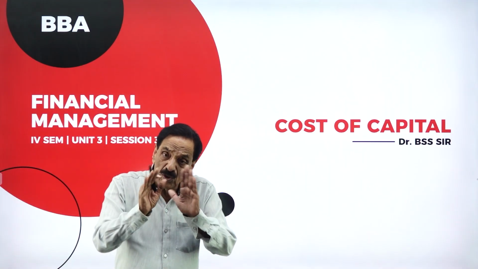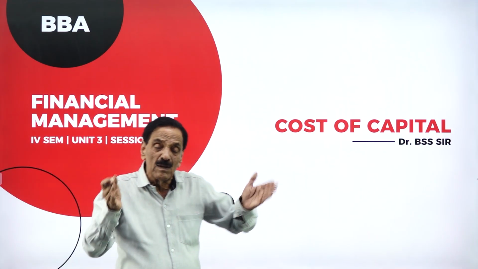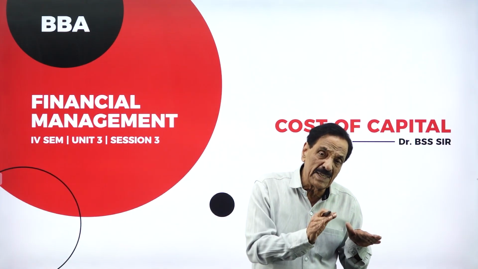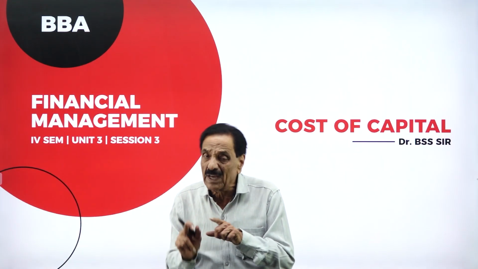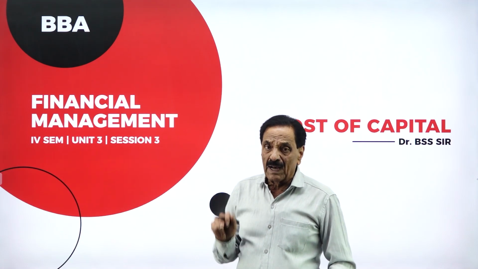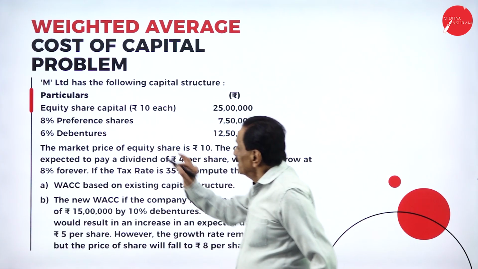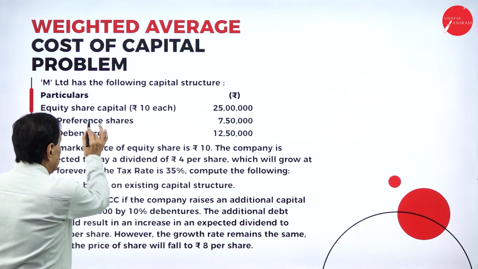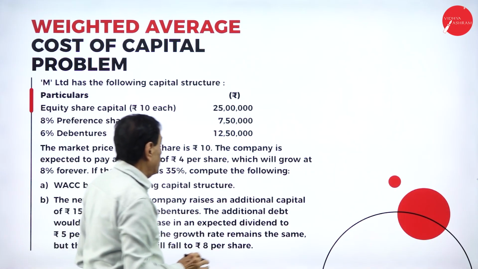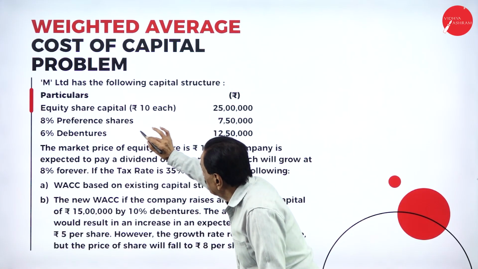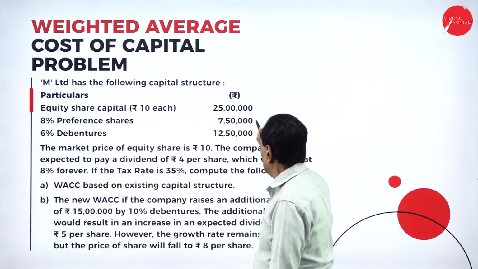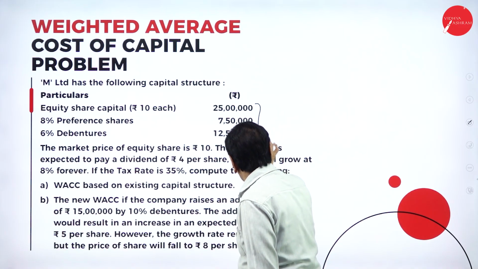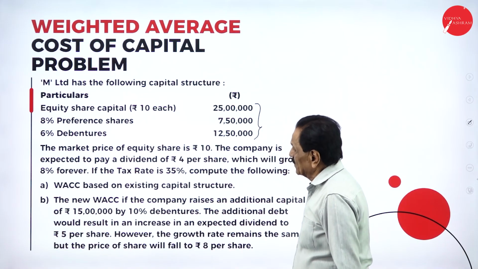Cost of capital. In the cost of capital, today I am going to explain what is weighted average cost of capital. So far we did the capital structure. Now we are entering into weighted average cost of capital. They will give like this. This is their capital structure. They have an equity share capital of rupees 25 lakh, 8% preference share of rupees 7 lakh 50,000, 6% debenture. This is their existing capital structure.